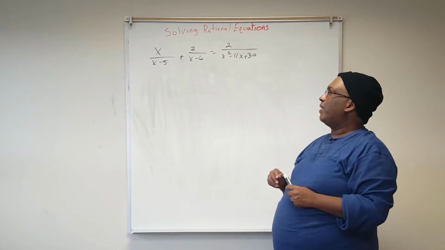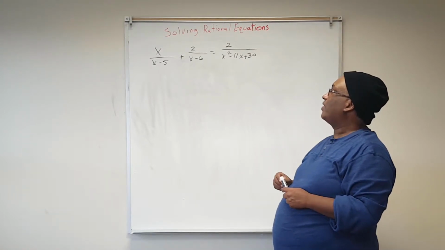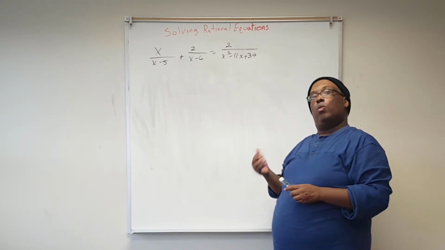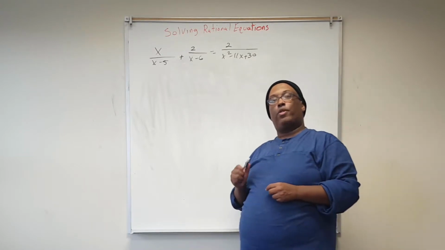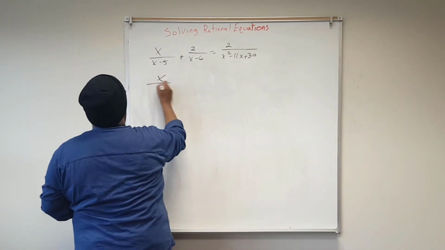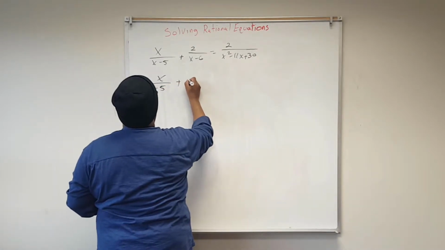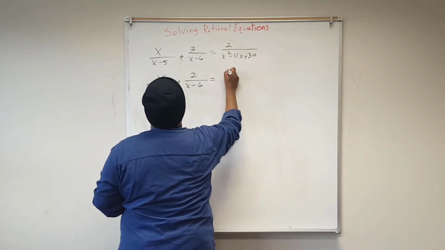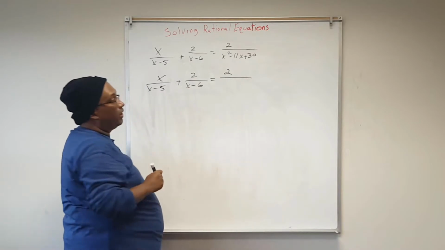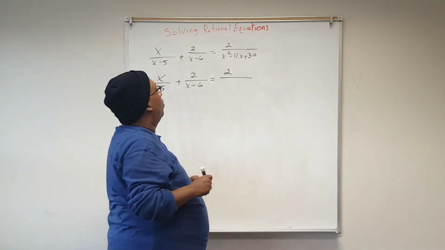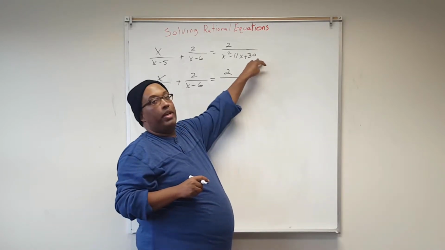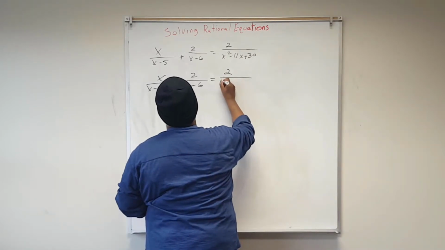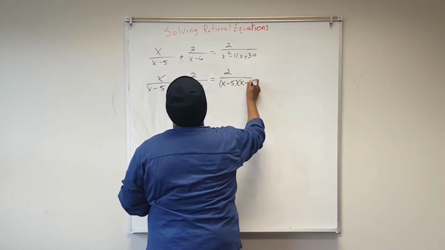We have x over x minus 5 plus 2 over x minus 6 equals 2 over x squared minus 11x plus 30. We solve this. Always remember to factor first. X over x minus 5 plus 2 over x minus 6 equals 2 over, let's factor this. The factors here, we can see what times what makes 30, 5 and 6. That also makes 11. So it's going to be both negative, x minus 5, x minus 6.